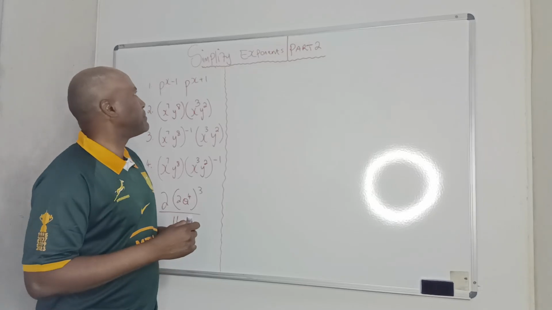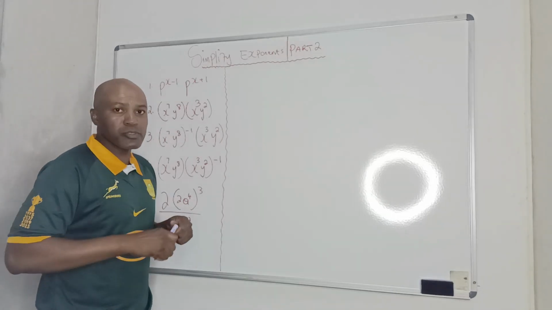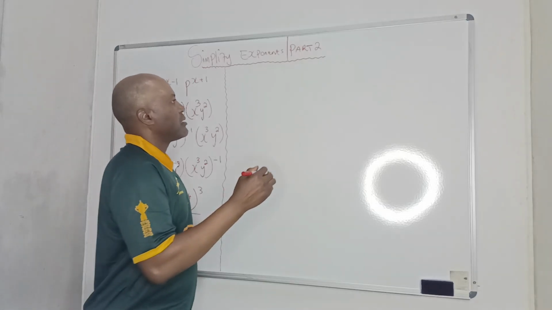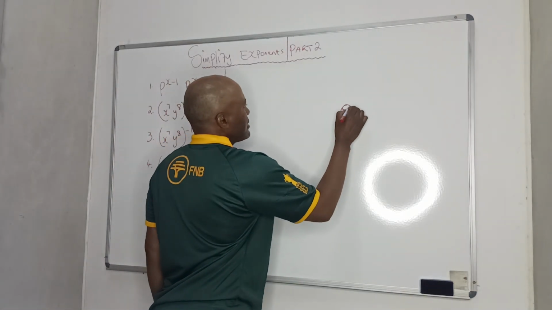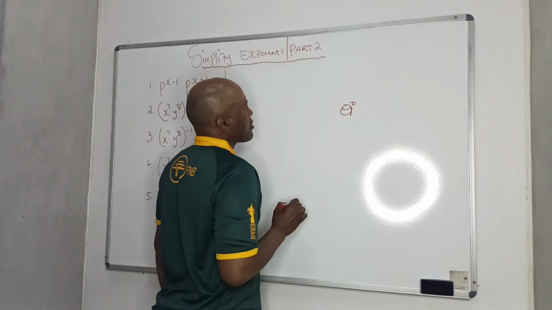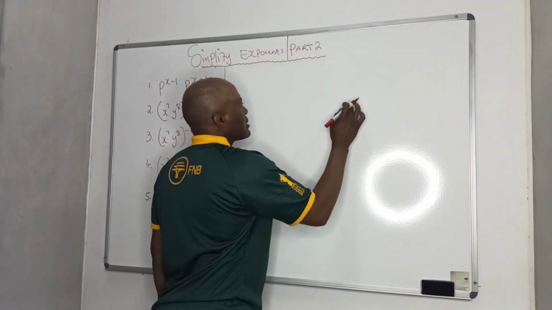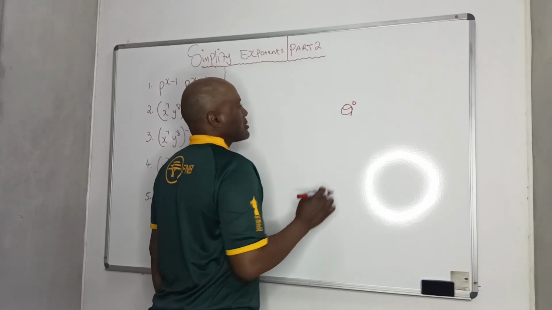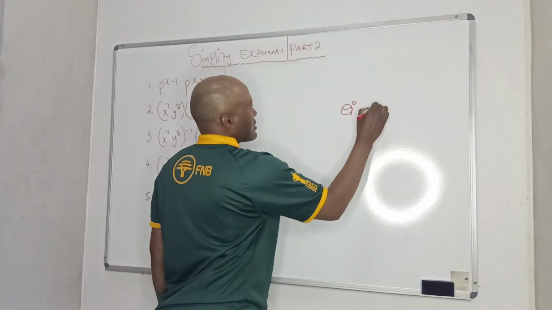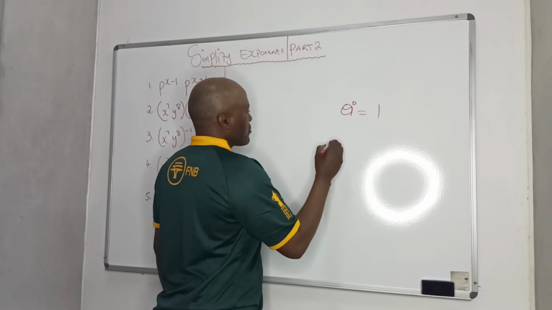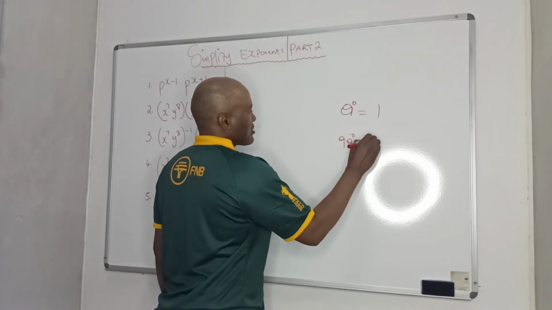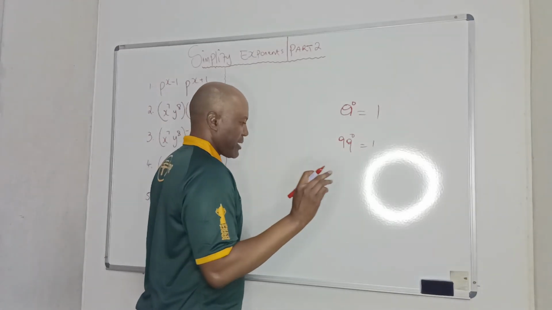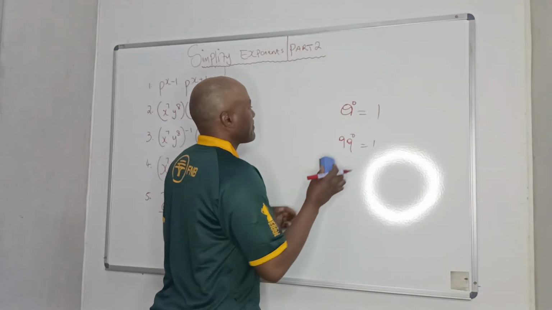Right, so I'm going to start with, I want to highlight this, guys. Any number raised to zero, this is the rule: any number raised to zero, the answer is one. Whether you find 99 raised to zero, the answer is one. Okay, bear that in mind.